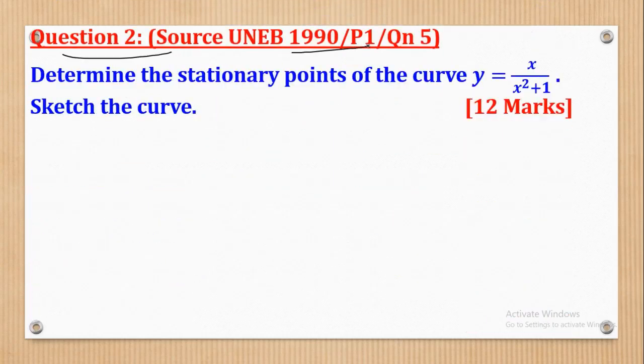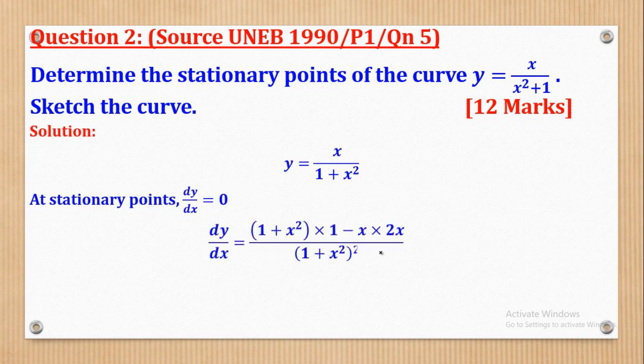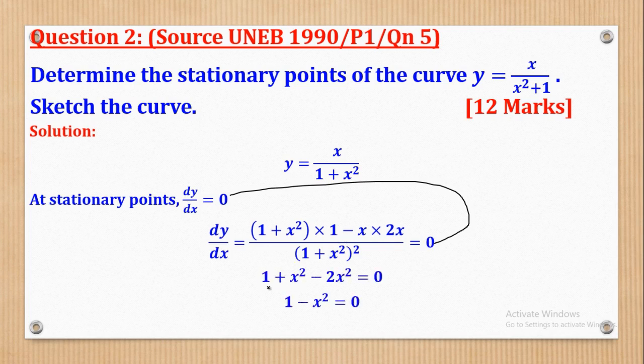Question 2 came from UNEB 1990, paper 1, question 5, and says, determine the stationary points of the curve and sketch the curve. Stationary points are the same as turning points. So at stationary points, dy/dx is equal to 0. Differentiate it using the quotient formula to come up with that, equal to 0. Then cross multiply, simplify, and you'll get the values of x as plus or minus 1.